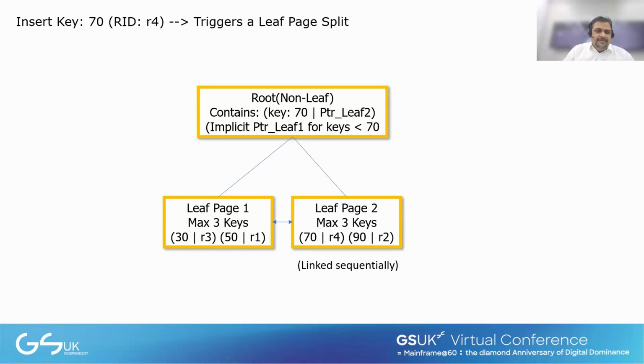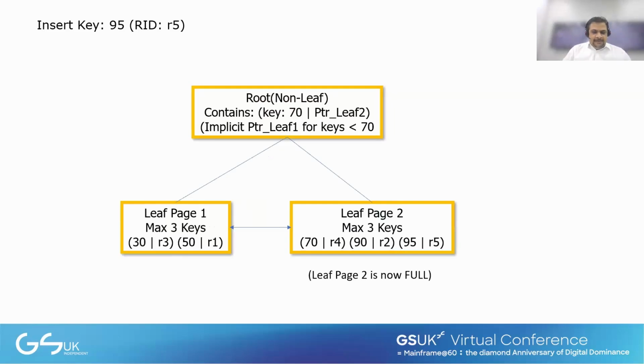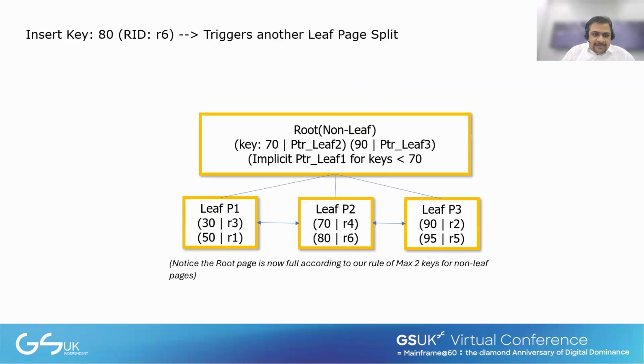Now you further add values. You add 95. 95 gets added into the leaf page 2, but now leaf page 2 is full. If you add something next, a split will happen. Let's add 80. Now, if you add 80, 80 is more than 70, so it will go to leaf page 2, and it will be in sorted order.